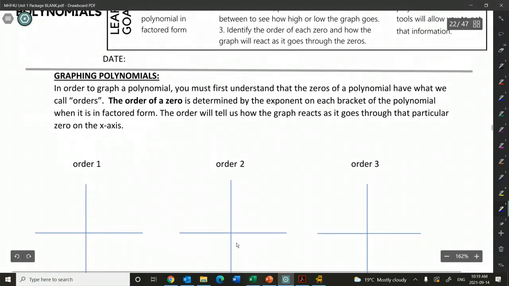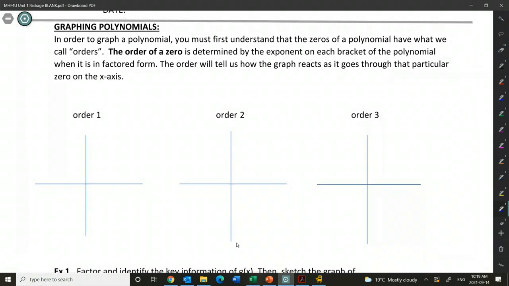So the first thing that we need to know when we are graphing polynomials is about orders. Orders of zeros are determined, so when I say zeros, I mean x-intercepts. The orders are determined by the exponent that we see on a bracket with any x, or if I have a single x by itself, the exponent on that x. So look for the exponents. They tell us information about orders. And this is actually going to tell us how the graph reacts at that specific x-intercept. So I'm going to draw you guys some pictures for these, and then we'll look at some examples where we can actually apply this information.